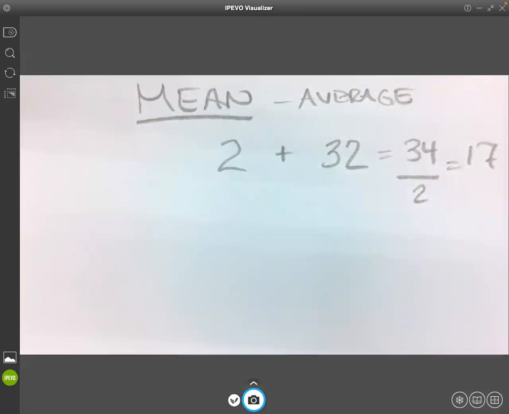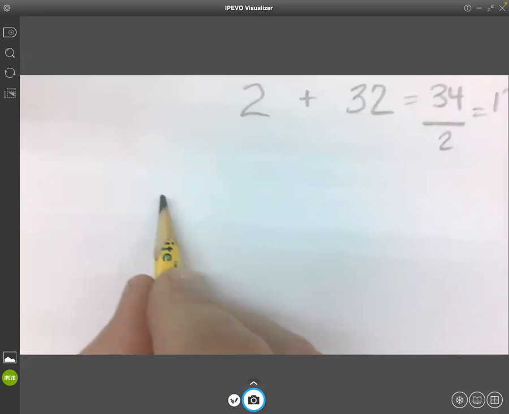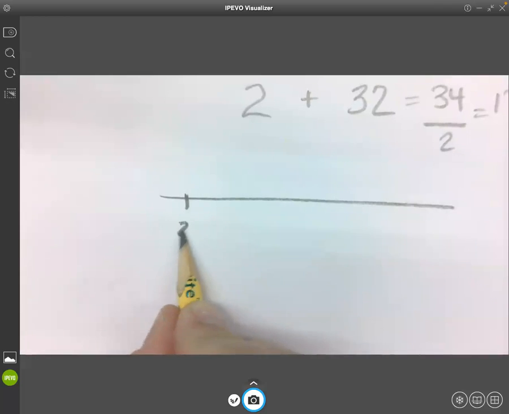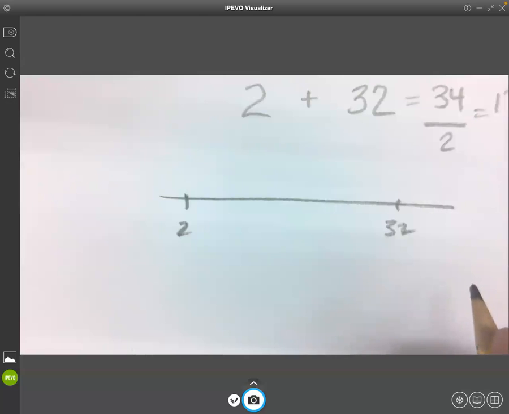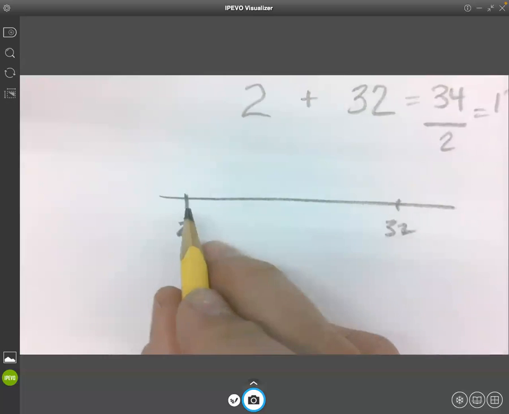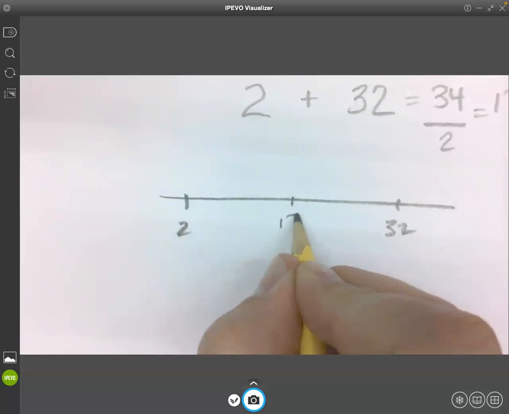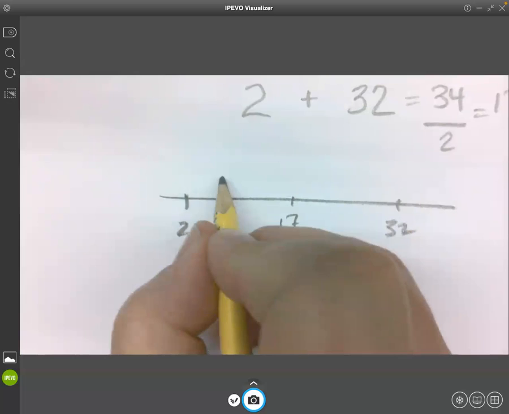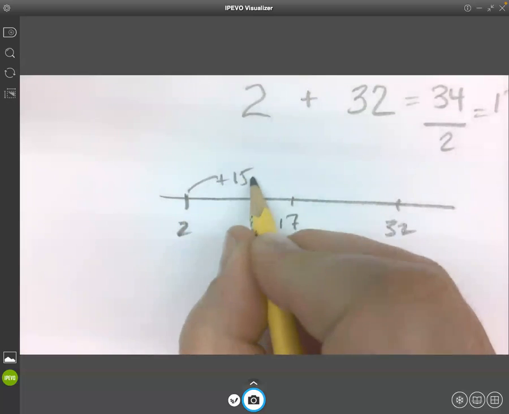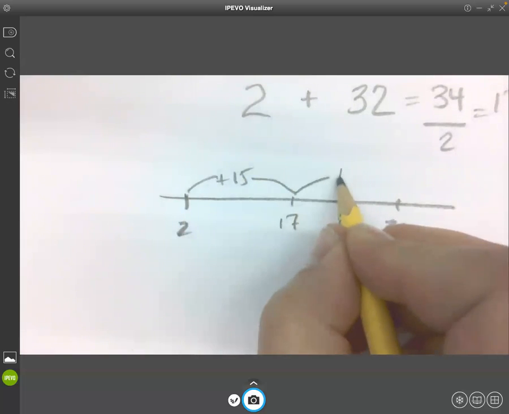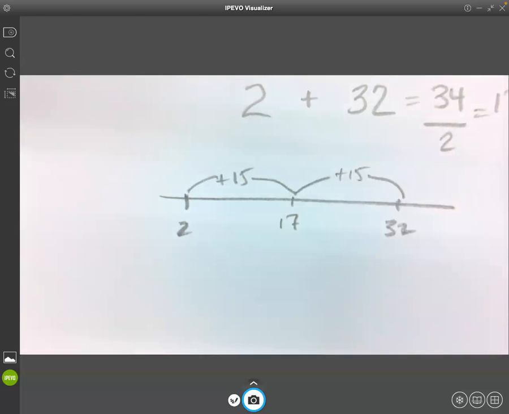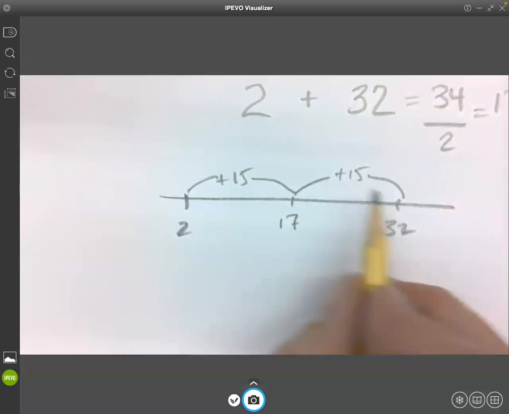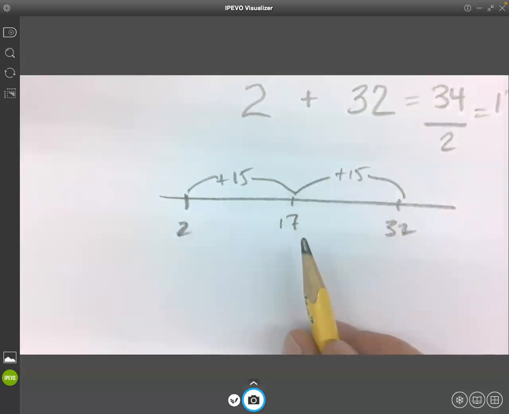Colin? A little more specific, because there's a lot of numbers in between 2 and 32. Good. If we put 17 here, I have to add 15 to my starting number to get to 17. And if I add 15 again, I get up to 32. It's the additive middle, so to speak.